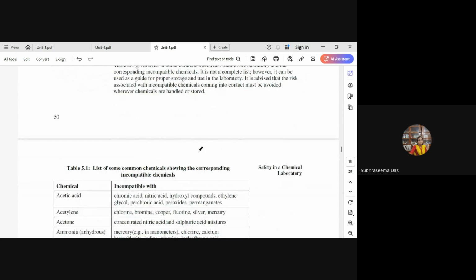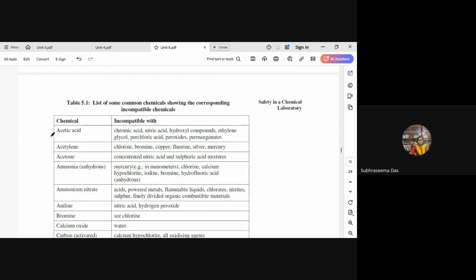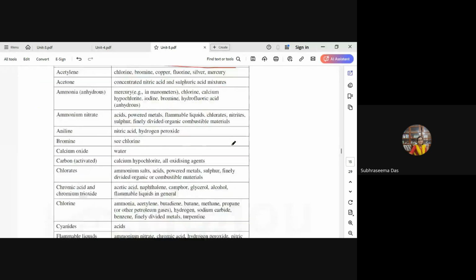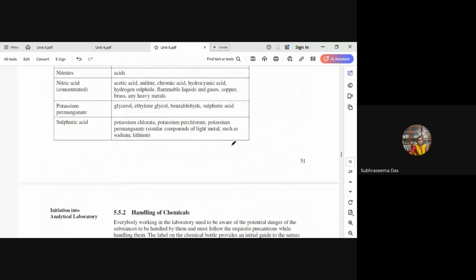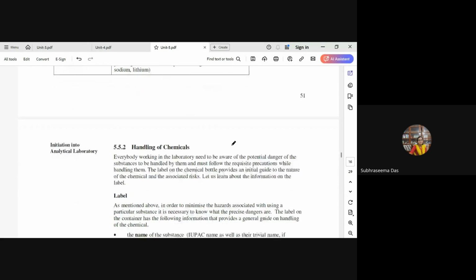Now in this table, some of the common chemicals showing incompatibility with other chemicals have been listed. For example, acetic acid is incompatible with chromic acid, nitric acid, ethylene glycol, perchloric acid, peroxides and permanganates. That is why it is advisable that acetic acid should not be stored near these chemicals. So this is the list which shows which chemical compound is compatible with other compounds.